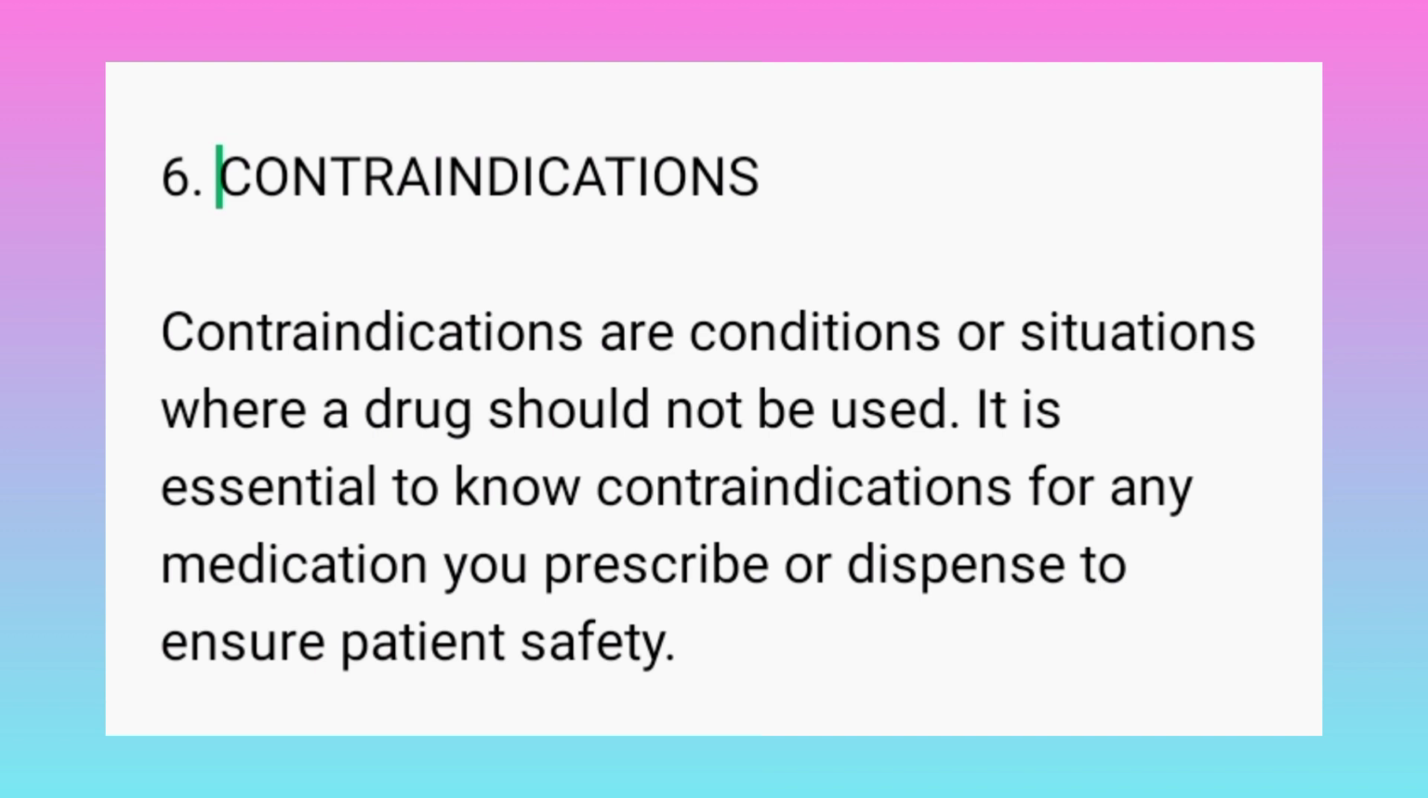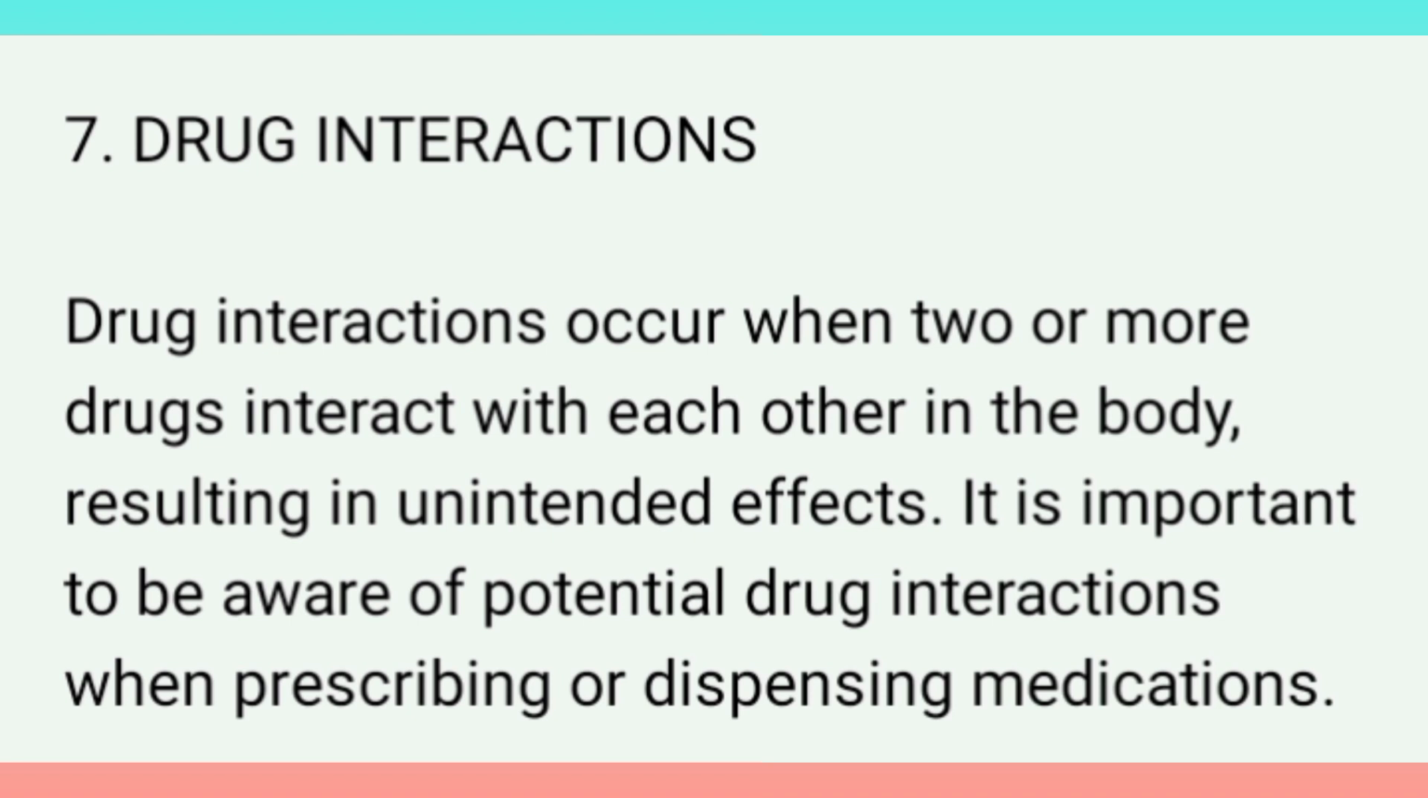On number 6, we have contraindications. Contraindications are certain conditions or situations where a drug should not be used, so it is said to be contraindicated in that condition. For example, there are many drugs that should not be used in pregnancy, so these drugs are considered contraindicated during pregnancy. So it is very important for us to know for which conditions the medicine should not be used before prescribing or dispensing.